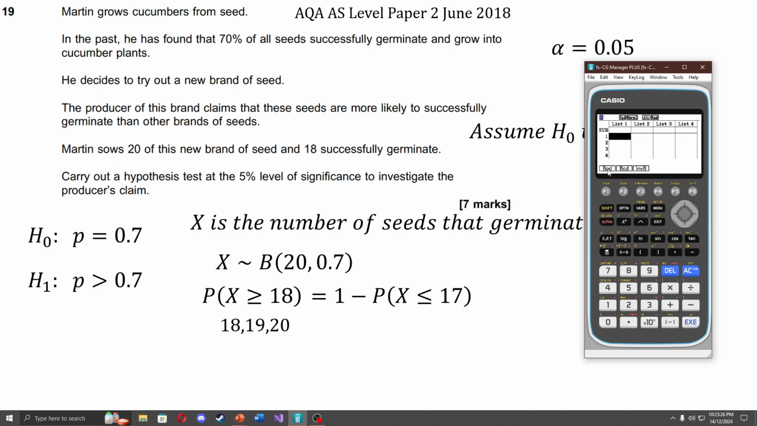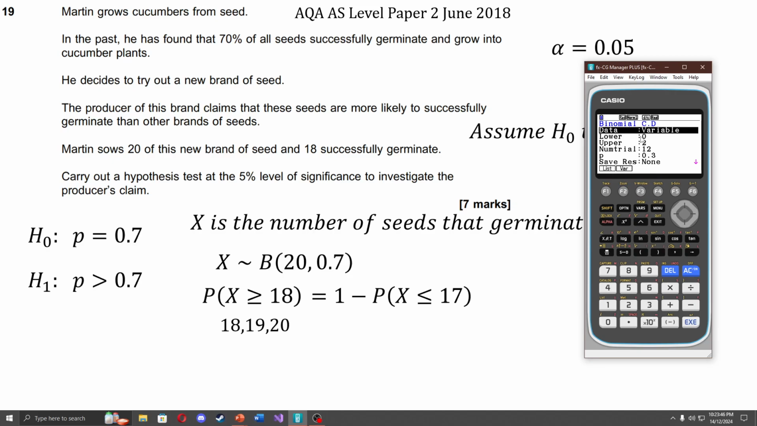Now binomial PD just means the probability that X is equal to some value, but we're not looking for that. We're looking for a cumulative probability, i.e. we're looking for the probability of 17 plus 16 plus 15 plus 14, and then we're doing 1 minus that, all the way down to 0. So we want the cumulative one, so we'll press binomial CD.